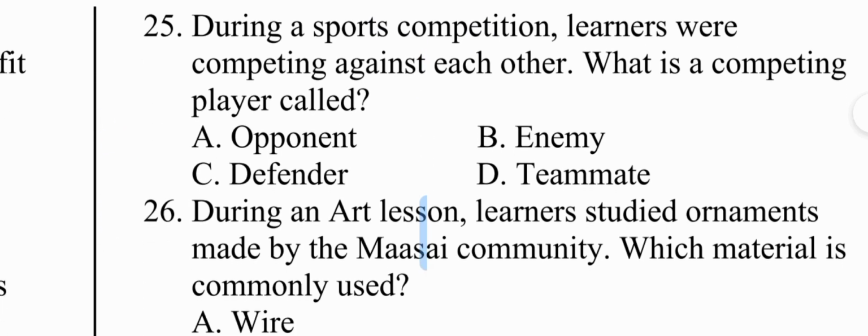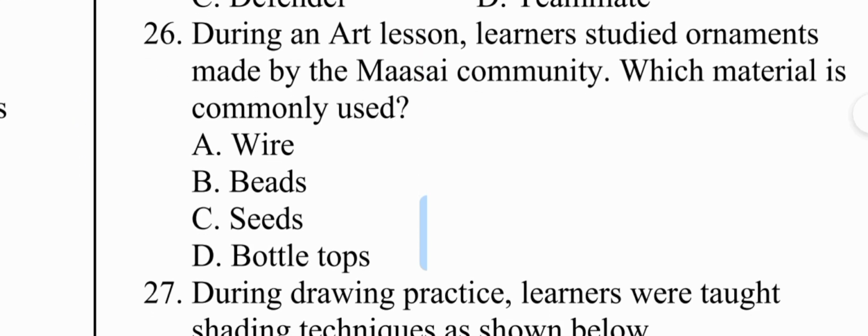So number 25 says, during a sports competition, learners were competing against each other. What is a competing player called? That one is an opponent. The correct answer is A. Number 26, during an art lesson, learners studied ornaments made by the Maasai community. Which material is commonly used? Ornaments are made using beads. This one is the beads. The correct one is B.